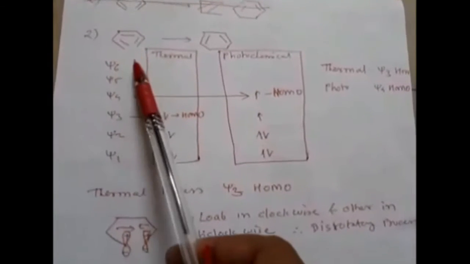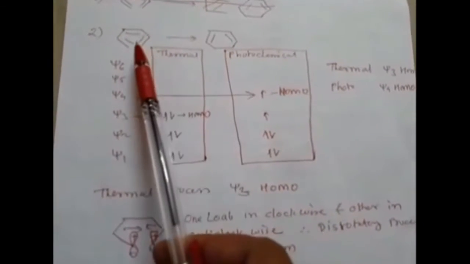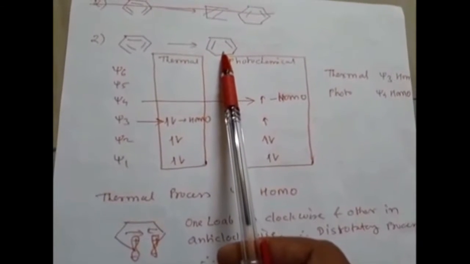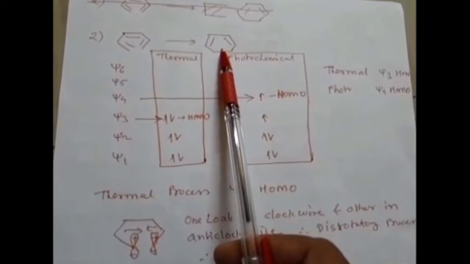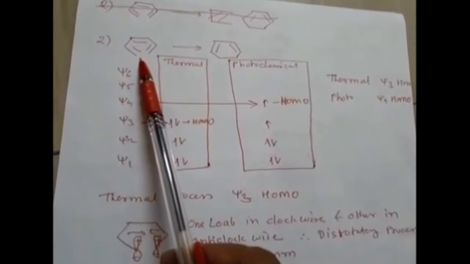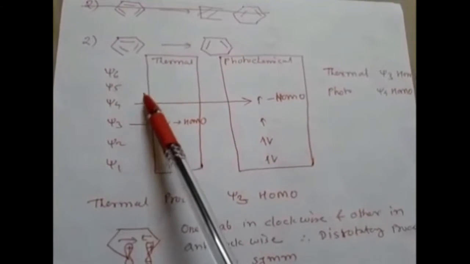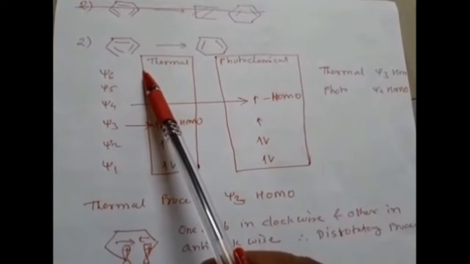Now this is another example of electrocyclic reaction. Here hexatriene is converted into cyclohexadiene. Now here there is breaking of 3 pi bonds. And as we discussed earlier, Psi1, Psi2, Psi3 are the bonding molecular orbitals, and Psi4, Psi5, Psi6 are the anti-bonding molecular orbitals. Bonding molecular orbitals are filled with electrons, whereas anti-bonding molecular orbitals remain vacant.